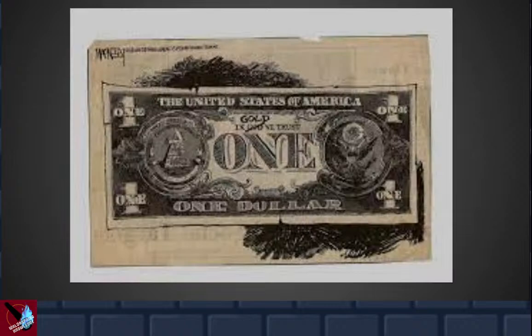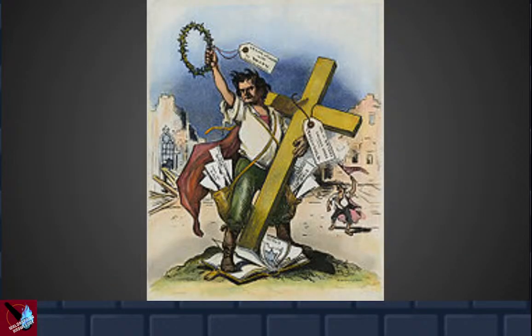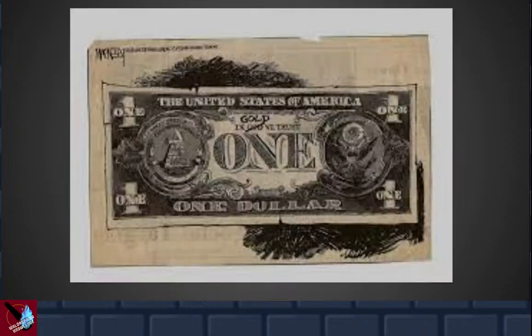Now, their original goal was bimetallism, and of course, William Jennings Bryan is their champion for it. That's where you get that cross of gold speech. You shall not crucify mankind on the cross of gold. But the ultimate goal is greenbacks. It used to be the dollar was backed by gold. You could actually take your dollar bills and exchange them for gold.